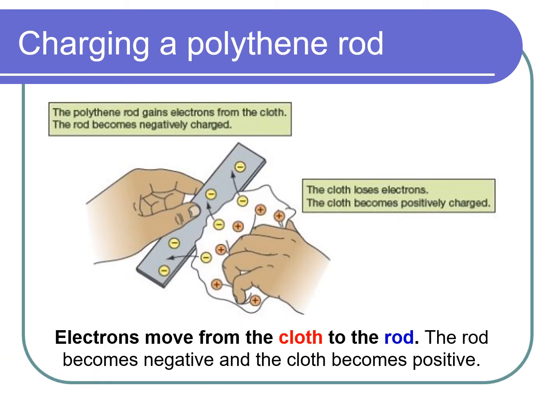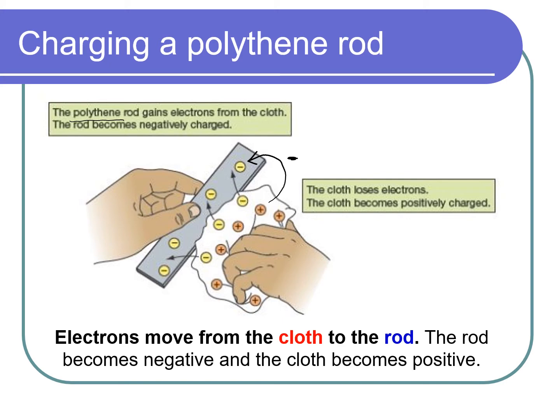So we can also charge up plastic rods, and this one is polythene. Polythene is a type of plastic. When we rub a polythene rod with a cloth, electrons go from the cloth onto the rod. The rod becomes negative and the cloth becomes positive.